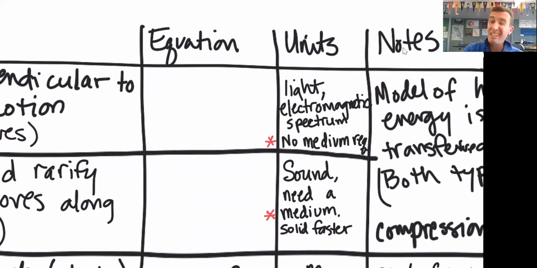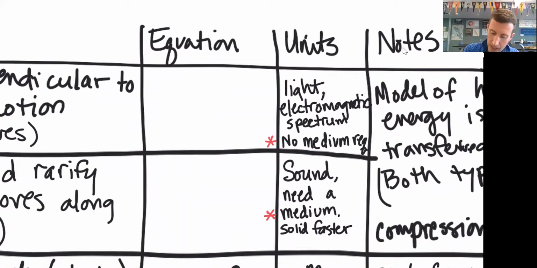So sound does need a medium. It needs some stuff. And the reason that it needs a medium is because it's a compression and a rarefaction. You have to compress something. You can't compress and rarefy if there are no molecules to compress and rarefy. So you have to have a medium for a sound wave or a longitudinal wave.